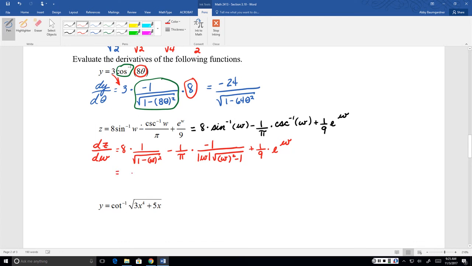So dz dw is 8 divided by the square root of 1 minus w squared. A negative times a negative is positive. 1 over pi. We don't know if w is positive or negative, so it must remain inside of an absolute value. w squared minus 1. And then here we would have e to the w divided by 9.